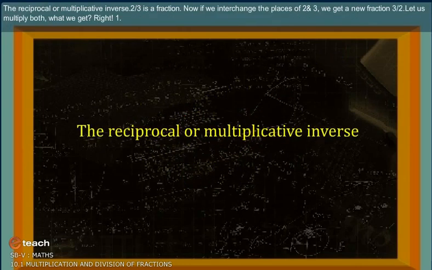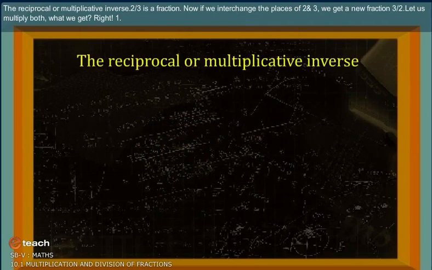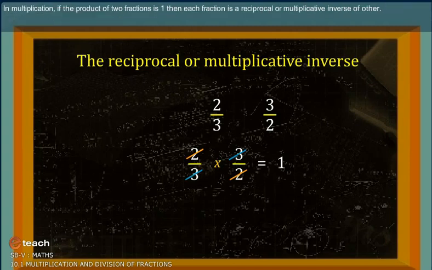The reciprocal or multiplicative inverse. 2 by 3 is a fraction. Now, if we interchange the places of 2 and 3, we get a new fraction, that is 3 by 2. Let us multiply both. What do we get? Right, that is 1. In multiplication, if the product of two fractions is 1, then each fraction is a reciprocal or multiplicative inverse of the other.